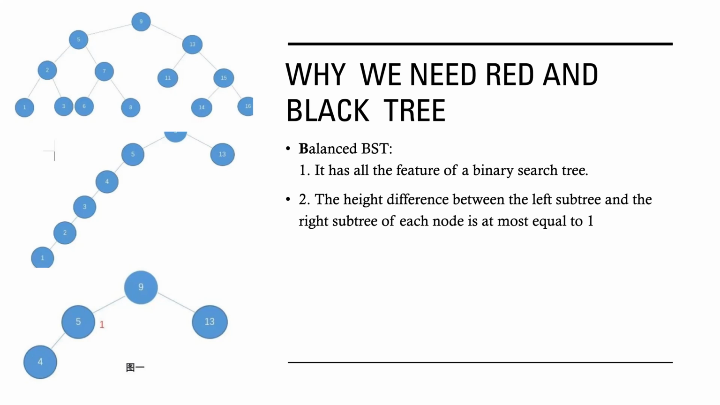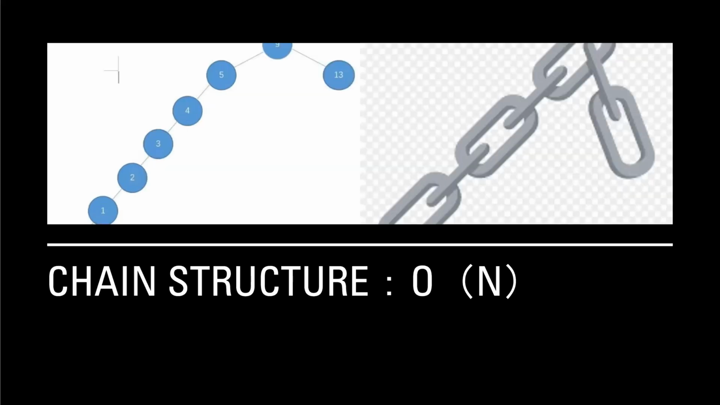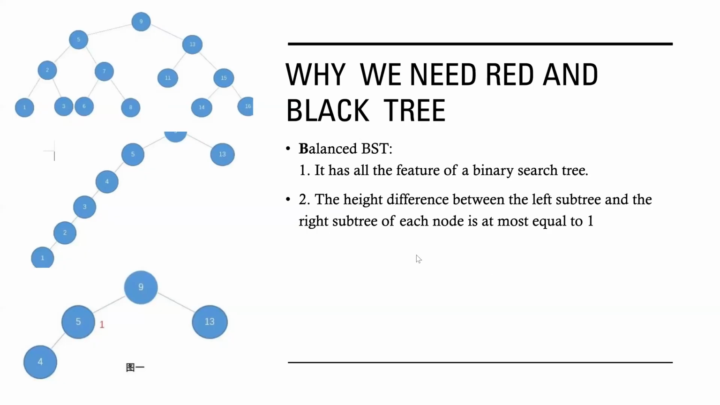For example, this is a binary tree. The first picture is a binary search tree. The time complexity is big O log n. However, in the second picture, the binary search tree has been changed to a chain structure. We can see that it looks like a chain structure. So now the time complexity is big O n. We don't want to do that because it is time-consuming. So we use a balanced binary tree to make sure the time complexity is still big O log n, like the third picture.